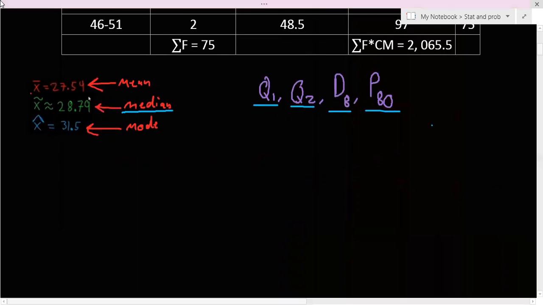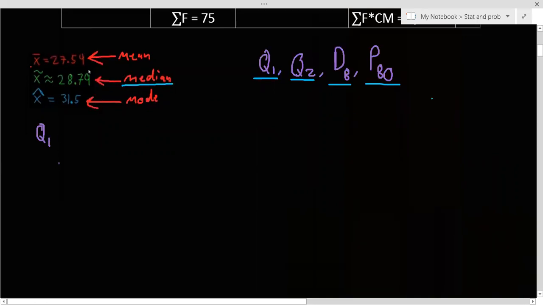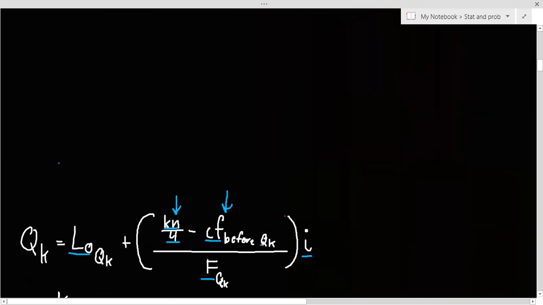Alright? So now, let's find our first problem. First answer. Let's find the answer for our first problem. And that is finding our first quartile. How are we going to get the first quartile? Okay? First, get the formula. Anong formula gagamitin natin dito?